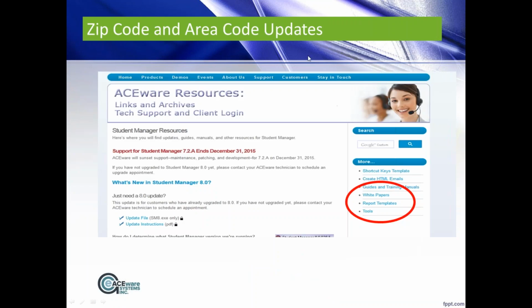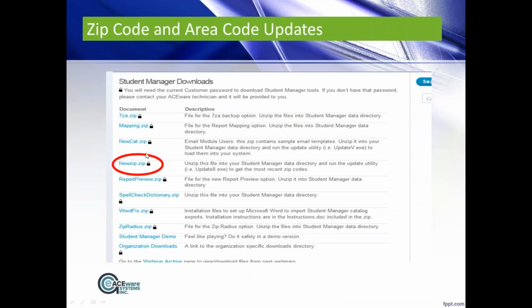Closing off to the end here, zip code and area code updates. Under the tools area, I think, is a new zip file that we update generally every 5 or 6 months that will give you the latest zip codes and area codes for the USA. Again, if you're in a metropolitan area, you'd probably be more worried about that than if you were in a rural area. But that is an upload tool or download tool for you to be able to use.